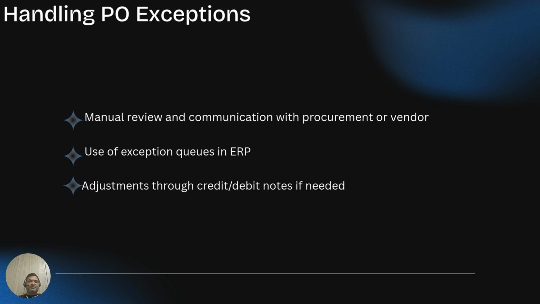Some of the exceptions require an approval process. For example, there are excess goods that you received. You still want to consume those goods, and for that you will still need an approval.